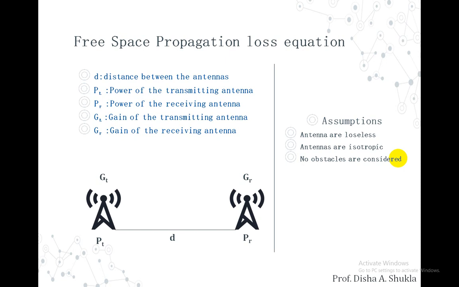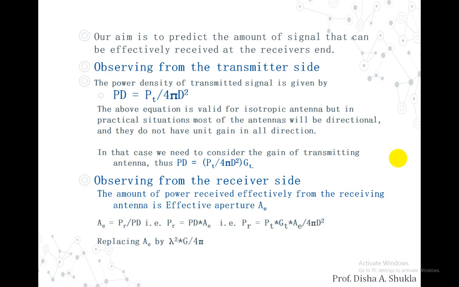So these are the three assumptions that we are keeping in mind for calculating the free space propagation loss equation. Moving on, our main aim is to predict the amount of signal that can be effectively received at the receiver's end.